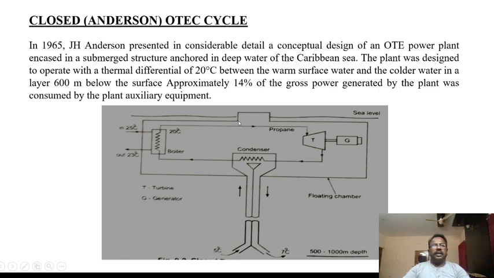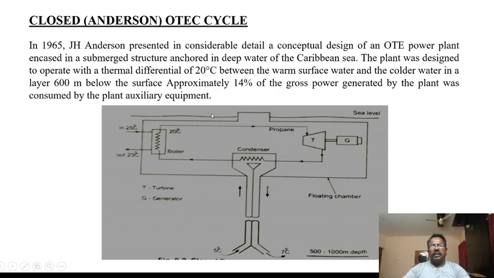The plant was designed to operate with a thermal differential of 20 degrees centigrade between the warm water and the cold water in the layer 600 meters below the surface. Approximately 14% of the gross power generated by the plant was consumed by the plant accessories. Now, let us discuss how the closed Anderson cycle operates.